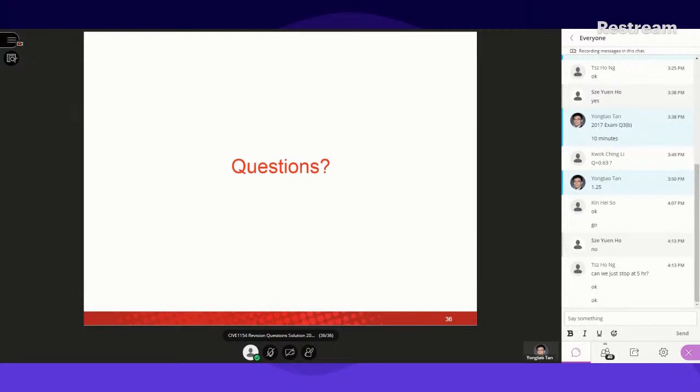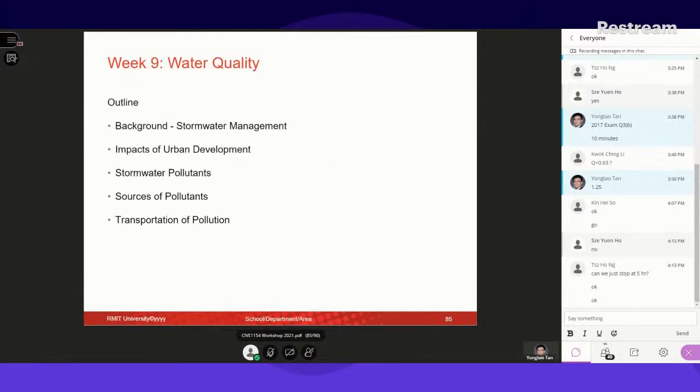Almost done. There are three major parts, as I mentioned at the beginning. The first one is the rational method, and then we also introduced the time area method, and also the routing. Any questions about the routing?